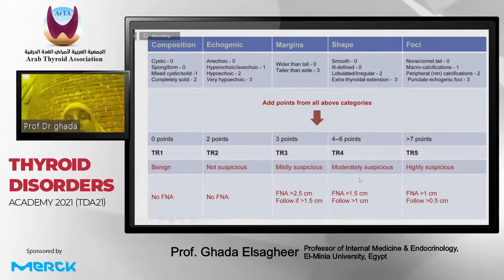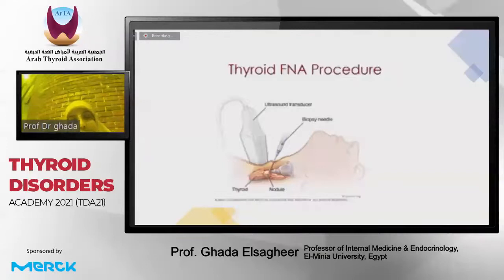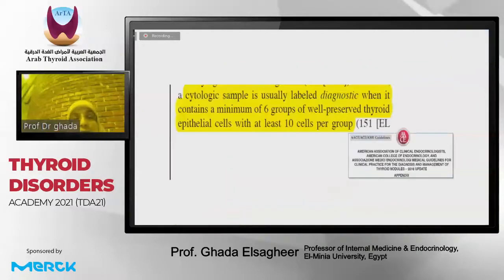Thyroid 4, FNA if the size is more than 1.5 centimeter, and FNA is indicated if more than 1 centimeter in thyroid 5, but in mildly suspicious, FNA is done if the nodule is more than 2.5 centimeter. Usually we have this classification from the radiologist also on our office.